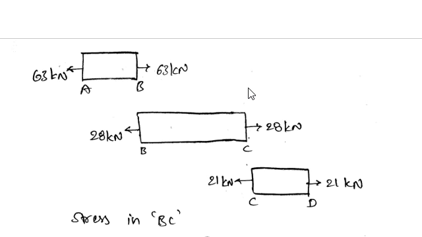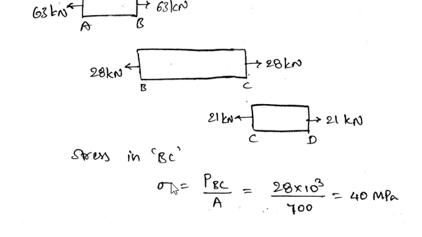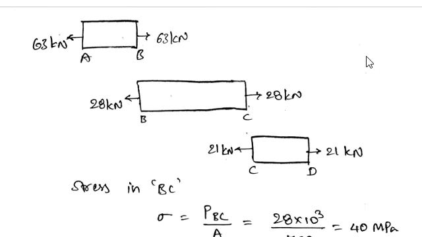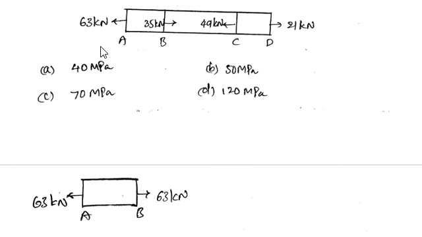Anyway, here we require stress in segment BC. From the simple definition, stress is load by area. So stress in BC is load in BC by area. The area will be the same throughout the member. Only one area is given, 700 mm square, so for BC also it is 700 mm square. The load for BC is 28 kilonewtons, or 28 into 10 to the power of 3 newtons, and 700 mm square. If you simplify that, we get 40 newton per mm square, or 40 megapascals. So option A, 40 megapascals, is the right option for this question.